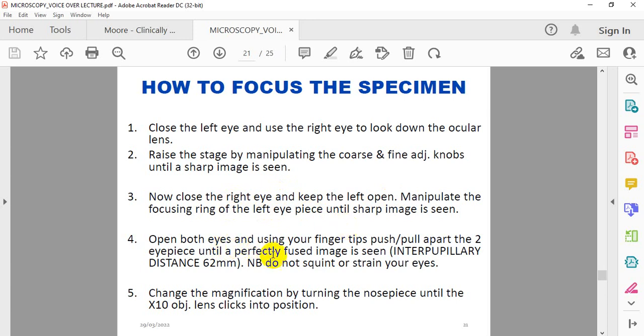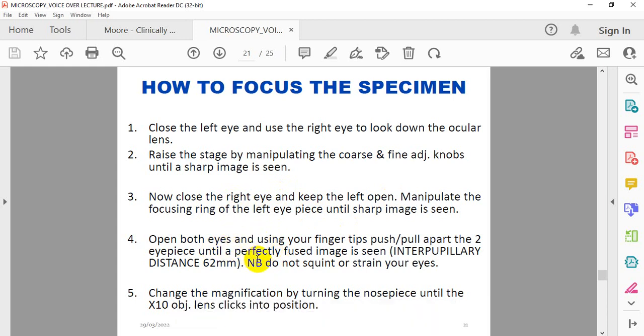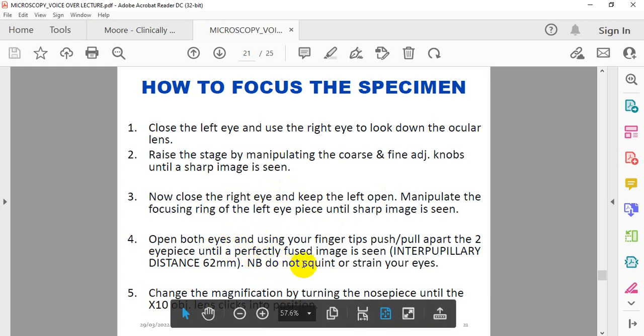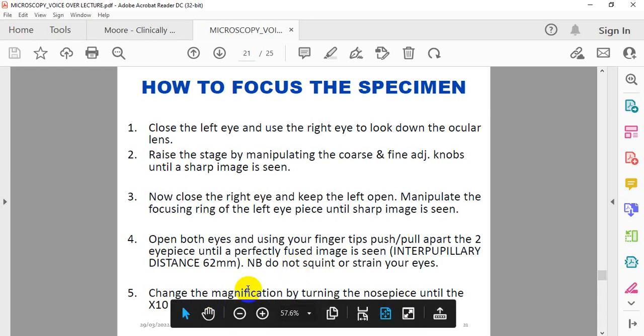Open both eyes and using your fingertips push or pull apart the two pieces until a perfectly fused image is seen. This is the interpupillary distance. Just pull it apart so that in case your head is not as big as mine, you are able to see into the eyepiece lenses. Do not strain your eyes or squint when looking through the microscope. Feel free and be comfortable. Change the magnification by turning the nose piece until the times 10 objective lens clicks into position.